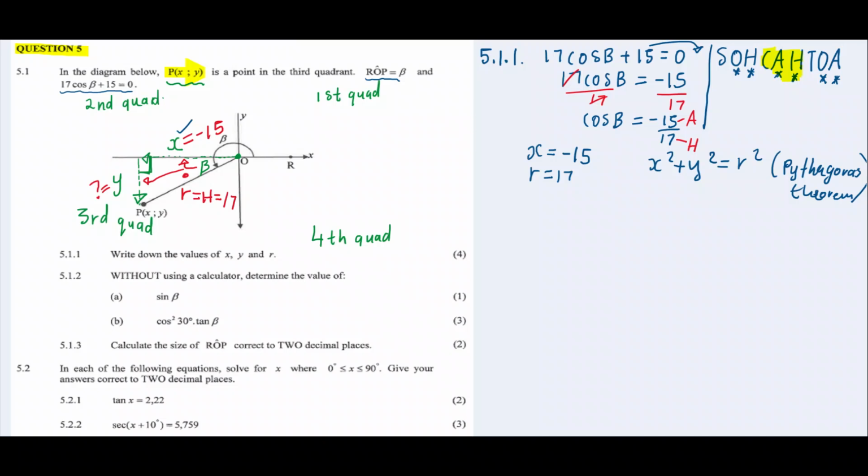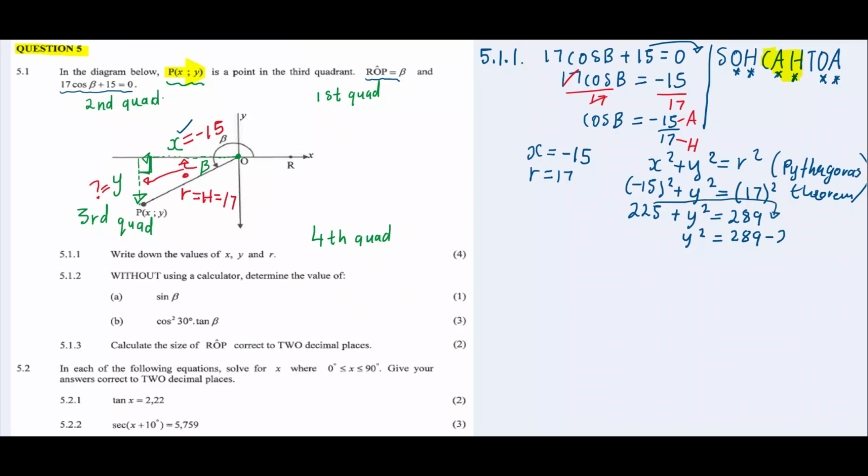So this is the reason why we're doing that. We're making use of the Pythagoras theorem. You can see that the x here is minus 15. I square it, and the y coordinate is unknown. That's what we're calculating. I can square the 17 also this side. So you'll see that here you'll get 225, which is negative 15 squared, and the y squared is going to get 289. So the y squared here, we will get 289.